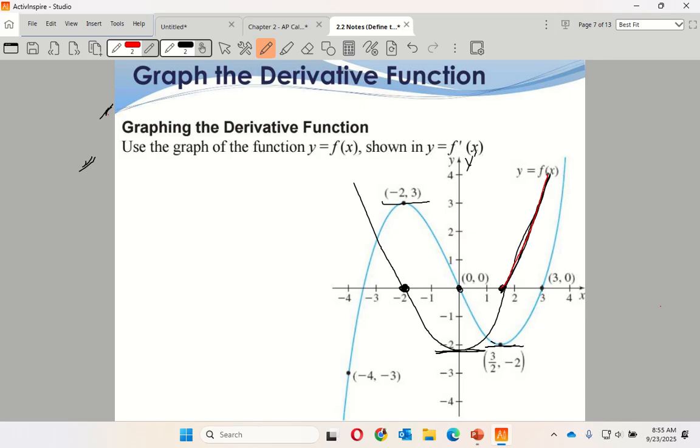All right. So, you had the great idea. It should be one degree less. The graph of function f is the blue one. That one right there, it looks like a third degree.